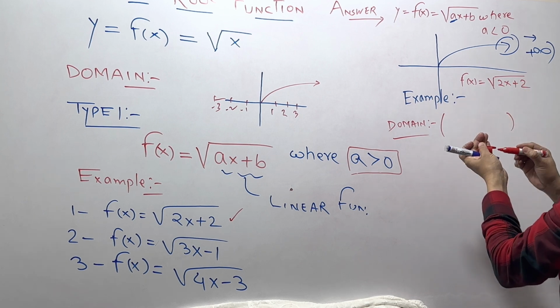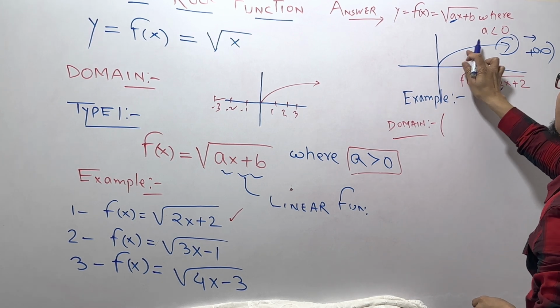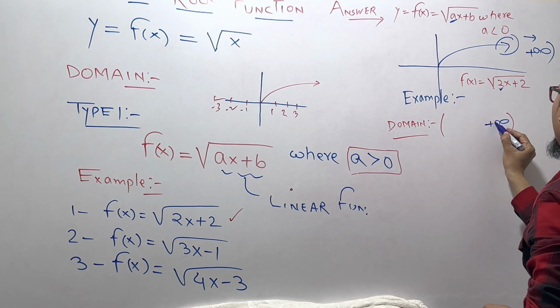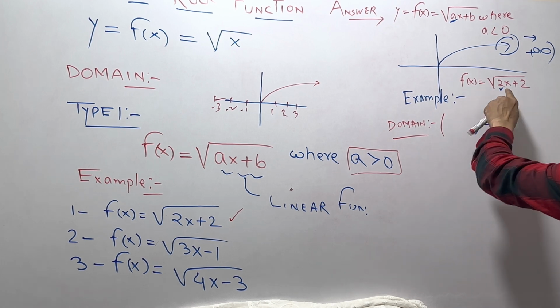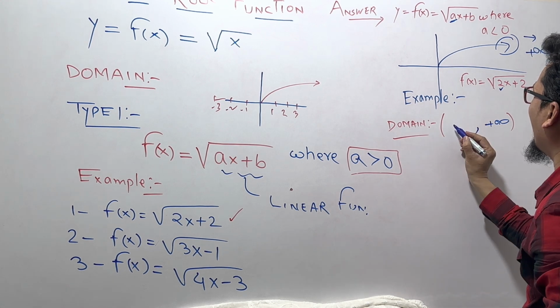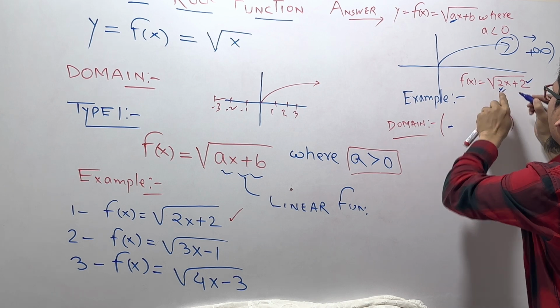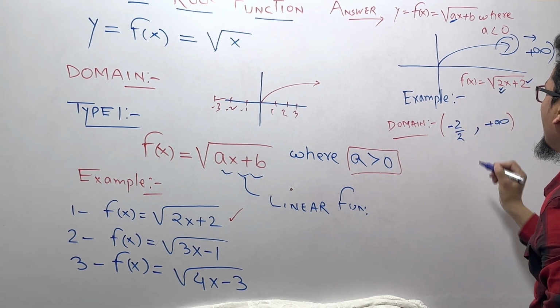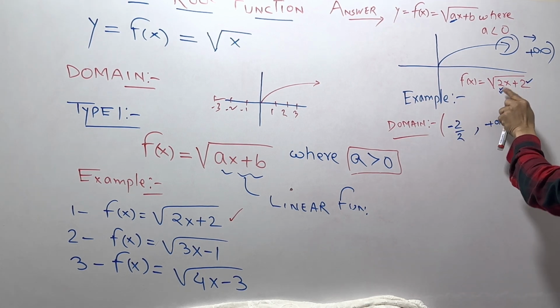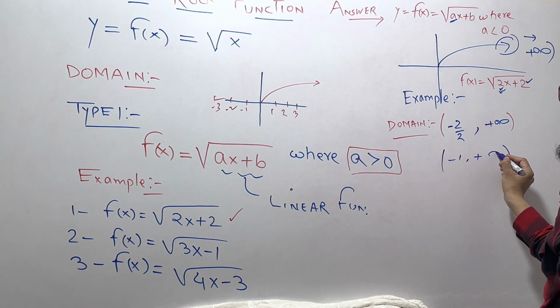As you see, this is a positive number, right? It means the graph is going this way and this answer will be positive infinity, always. And for this one, you have to always write the minus sign, and take this number divided by this number, 2 by 2. So directly you can say 2 by 2, which is minus 1 to positive infinity.